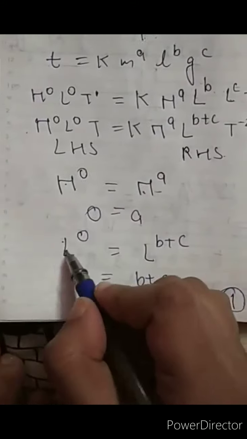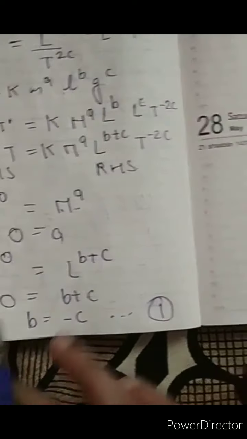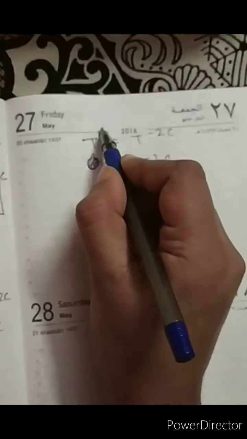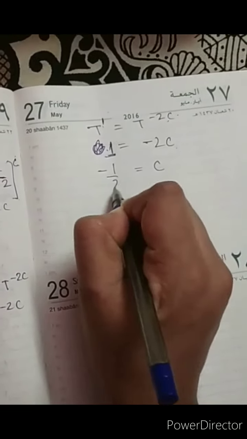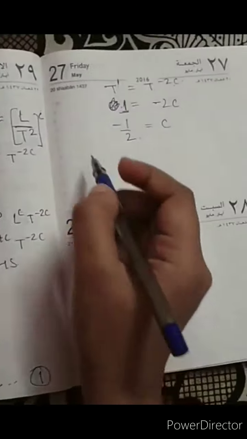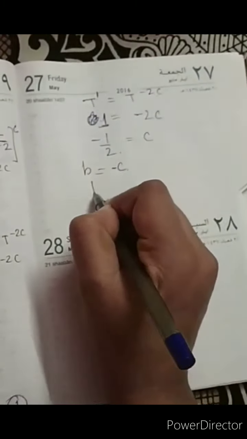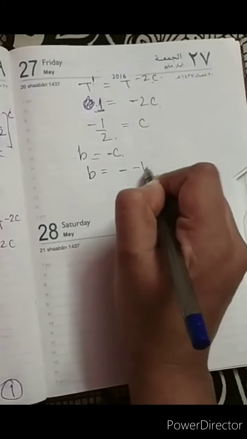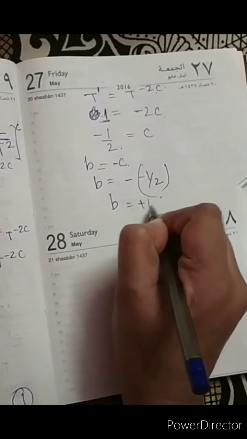For L, here L is equal to 0, so the power is 0. That's why B plus C equals 0. Here T is 1, power is 1. So C is equal to minus half. Fine. So if you put in equation 1, where we got B is equal to minus C, and put C is equal to minus half, you will get B is equal to plus half.